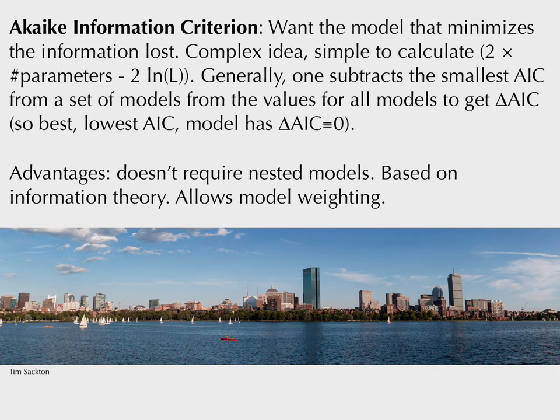The problem is it doesn't give you a p-value. For those of you who like p-values, this isn't a way of rejecting things. So we have rules of thumb. If the delta AIC is less than 2, the models are about equal. Between 4 and 7, one's better. If it's greater than 10, one's a lot better. It's not significance, so it's not really a model rejection idea. Just trying to fit the models that best explain your data.